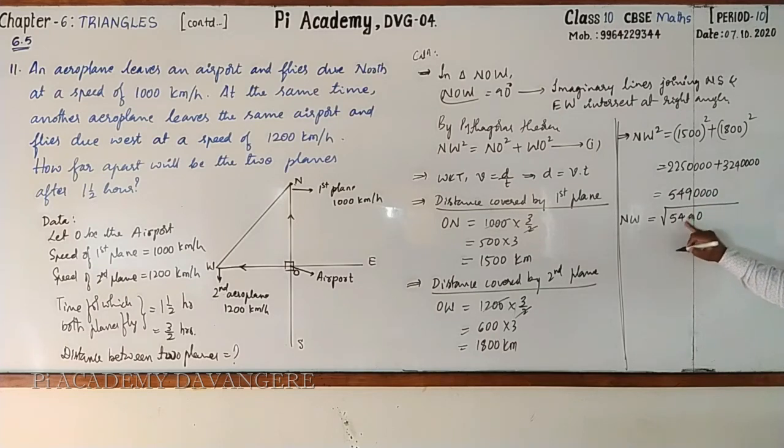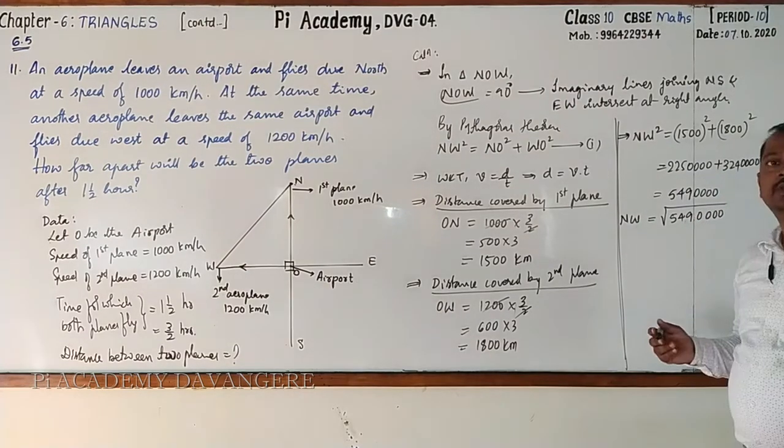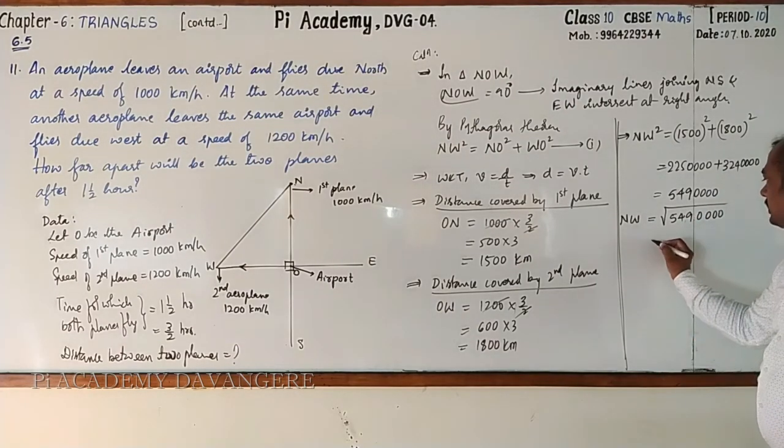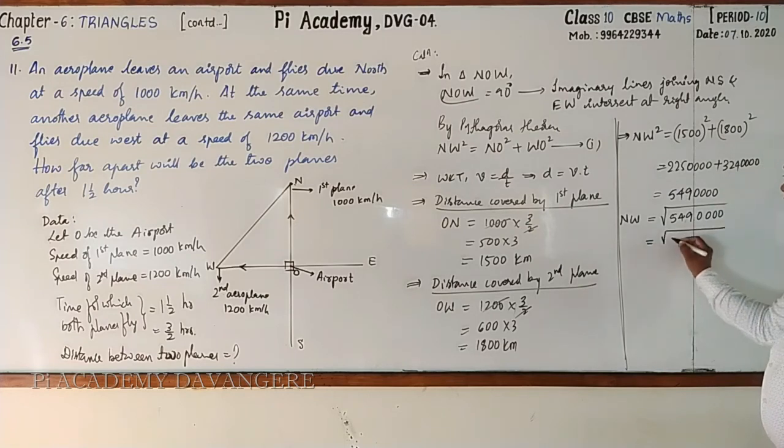Now, NW square or NW is equal to square root of 54,90,000. Let's go for finding. Hope that you have found out. Observe it. This can be written as 549 into 10,000, right? 10,000 is 100 square. You can take out 100 square from the root. This becomes 100 into root 549. What is root 549? Go for finding that.